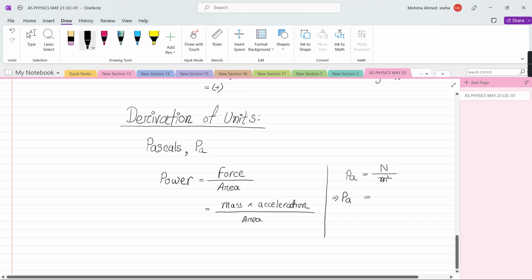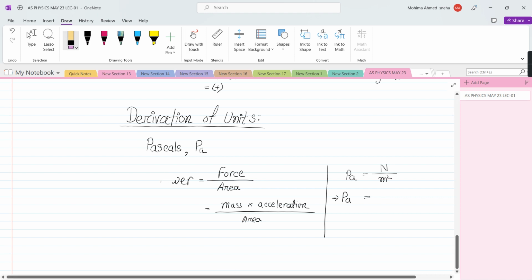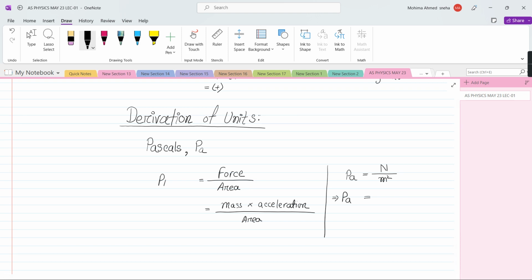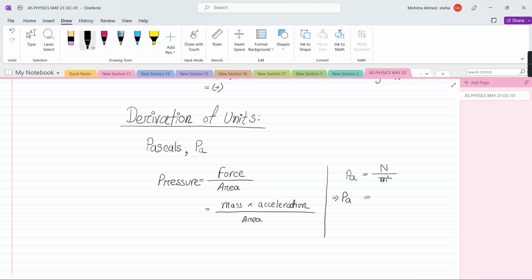Yes? Isn't it pressure? Oh yeah, I'm really sorry. I made a mistake. Yes, it's going to be pressure. Sorry. I made a confusion. Pressure equals force by area. So Pascal is equal to Newton per meter square.